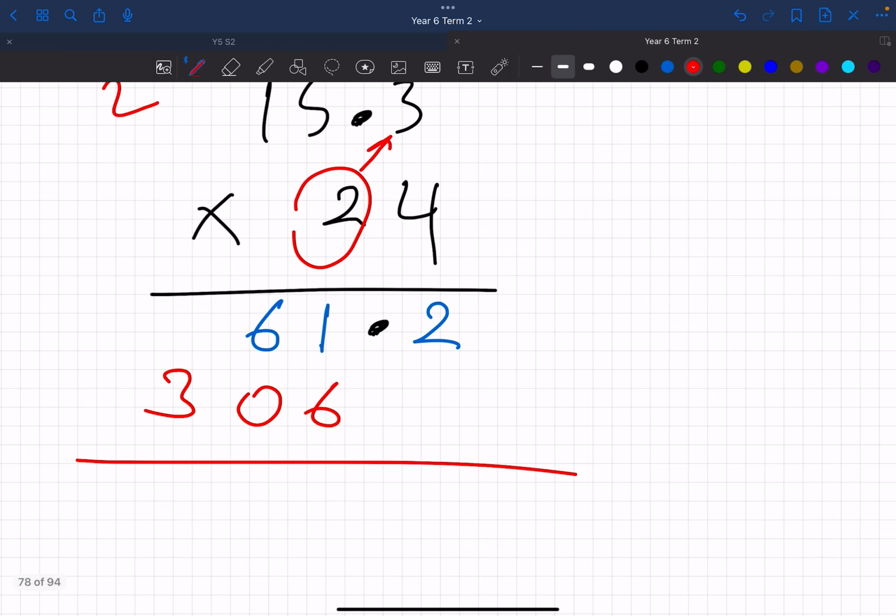Now, the product of multiplication is addition. I add. What's going to happen? The 2 will go down. Decimal point will go down. 1, 6, 7. 6 plus 0, 6. And the 3 will go down. So my answer is 367.2. This is my answer.